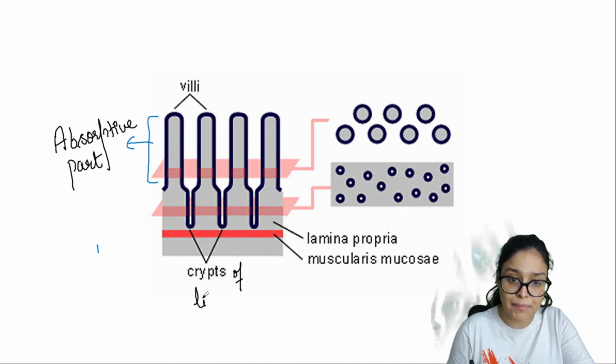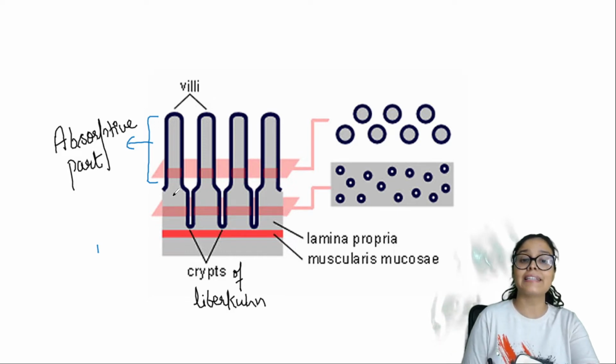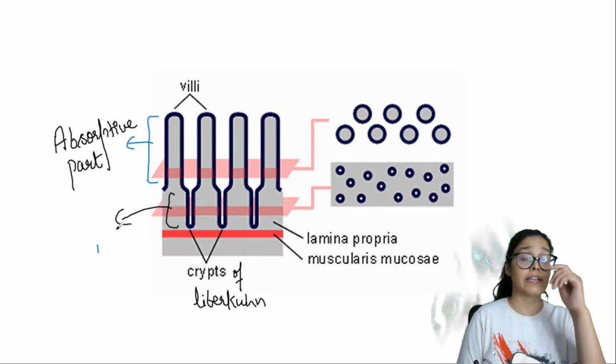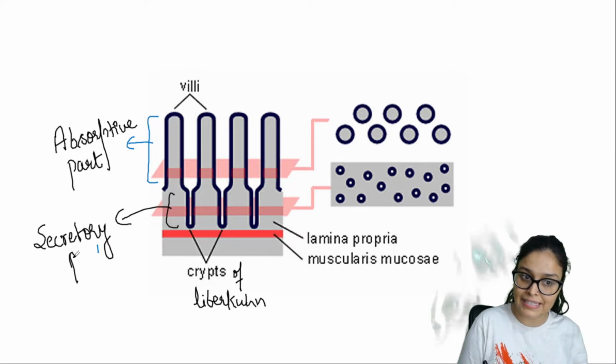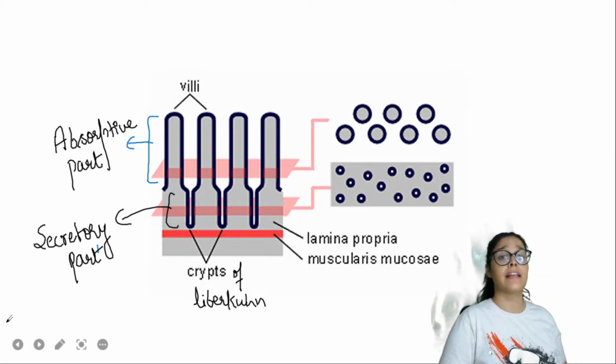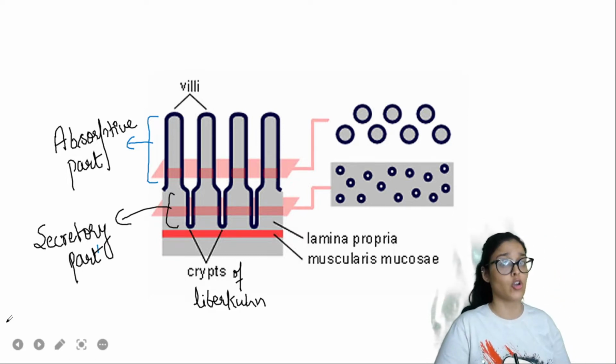So, the crypts of Lieberkühn, actually we will see that they are secreting intestinal juices. So, they have a secretory function. They will be secreting intestinal juices, that we will be seeing in the physiology part.